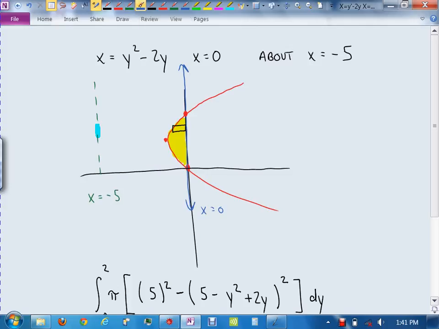The outer one is the easier one because you go from your axis of rotation to the outer part of the rectangle. That's going to be the distance from here all the way to the outside, which is stuck at 5 the whole time, isn't it? So your outer is 5.